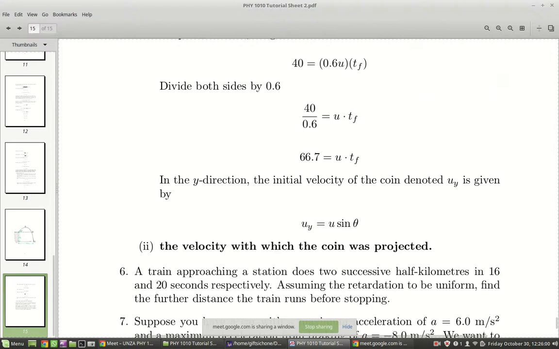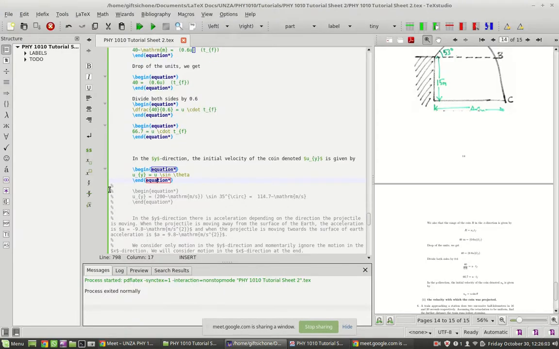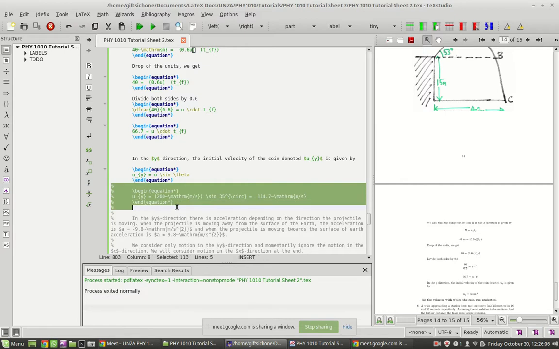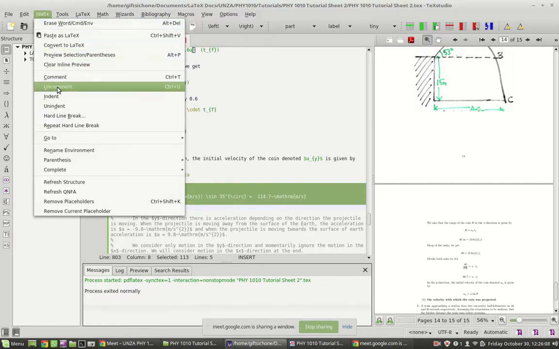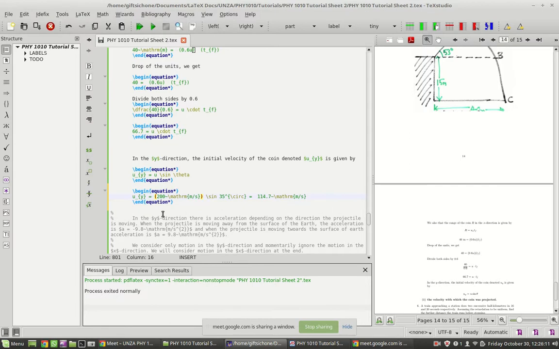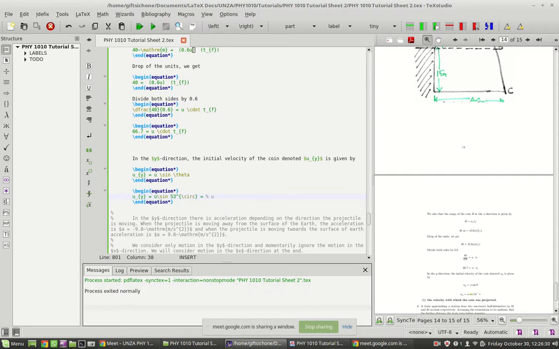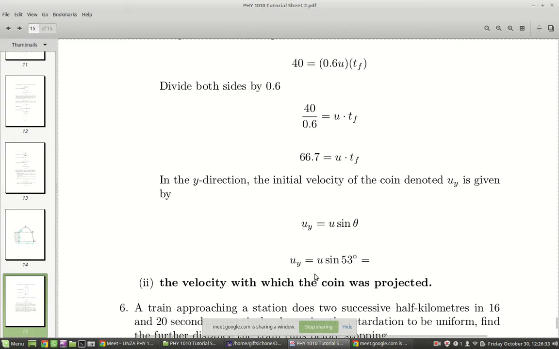Okay, then we make some substitutions. We'll find out what Uy is. So U is still unknown. We don't know what U is, but we know the other one, the angle, is that. So we get that Uy is equal to U sine 53.